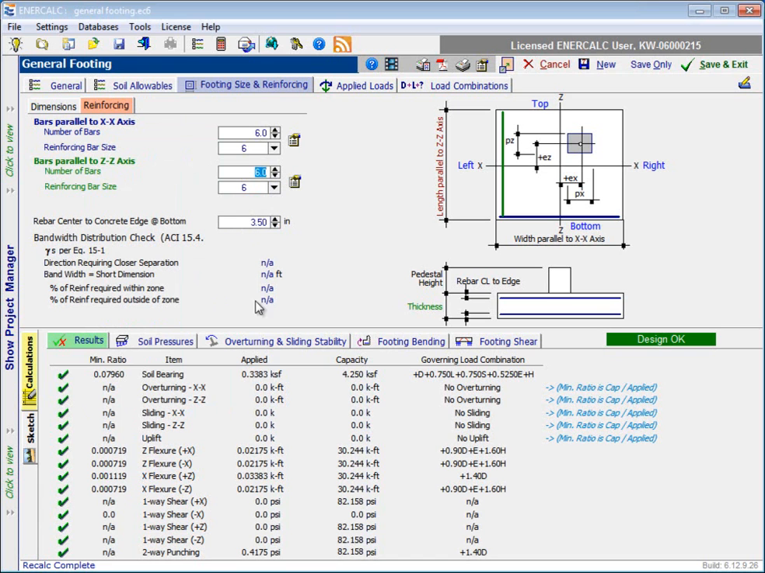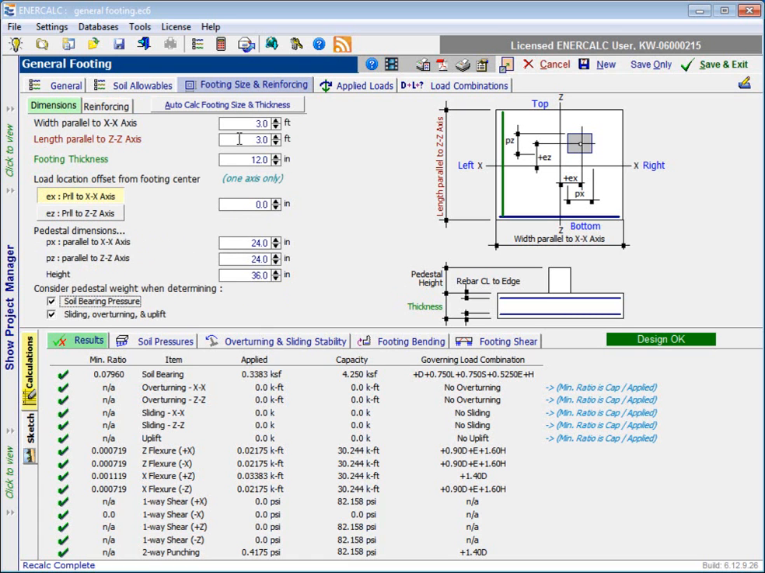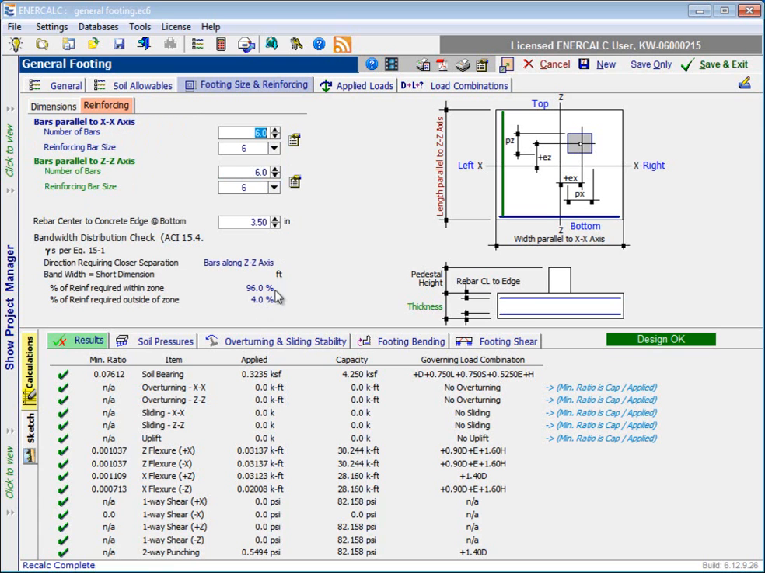Okay, the last thing that we want to touch base on with the reinforcing tab is this bandwidth distribution check down at the bottom. The referenced section is indicated here, and this is only applicable to rectangular footings. So since we've defined a square footing, we won't see anything meaningful until I tick that up by 1 so that we have something somewhat rectangular, and then we start to see values that are reported here.